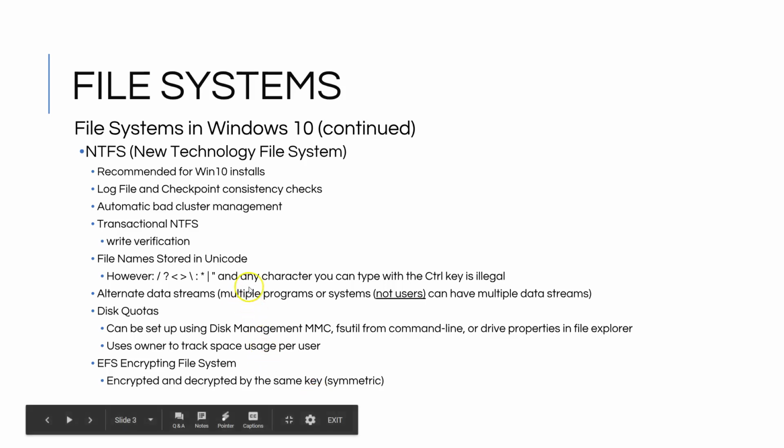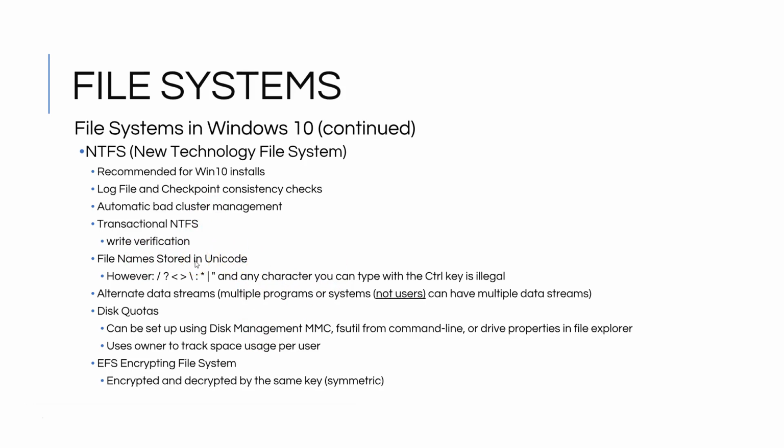File names are stored in Unicode. Another downside to FAT is it was stuck to the 8.3 format, which meant the file names could only be 8 characters long with a dot and then 3 letters for the file extension. Here in NTFS, you can be a lot more creative with file names.